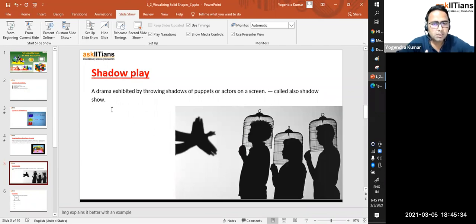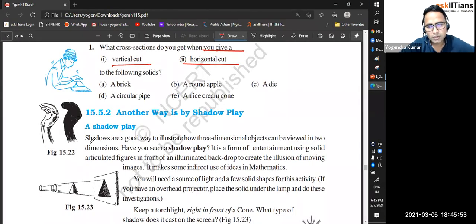You might have seen in dramas and all, by putting their hands, you can make a shadow and show that a bird is flying. Okay, a bird is flying like that, you can show. So this is just an example. This is what we call shadow play.